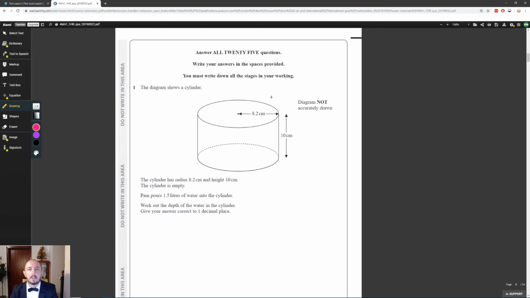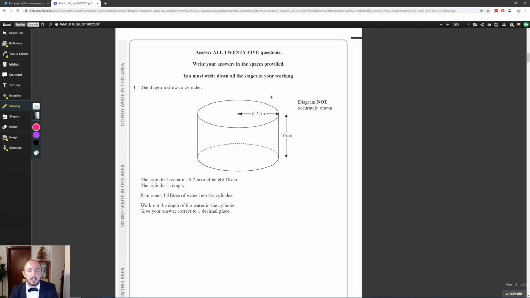In this video we're going to be going through the June 2019 IGCSE Paper 1 HR. Let's get to it. So for question 1 we have a cylinder and it's asking us how much depth there would be with 1.5 litres in these particular dimensions.